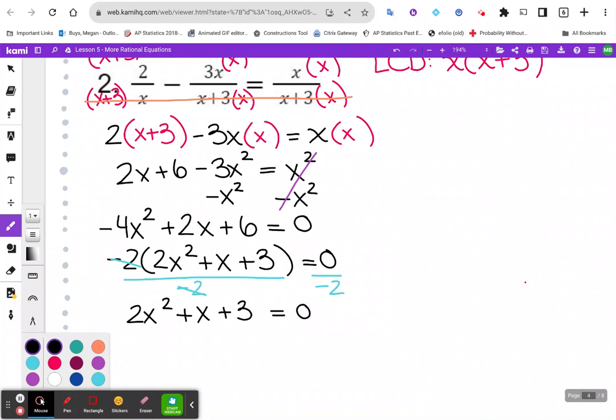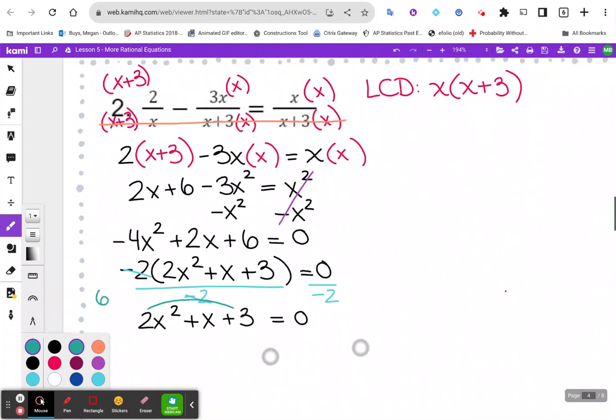Zero divided by anything, still 0. And then in this case, I'm going to go ahead and do my headphones trick. 2 times 3 we know is 6. But with that 2 times 3 being 6, I'm trying to think if anything could add up to a 1, but it looks like I've got all positives here. I'm just going to double check in there.